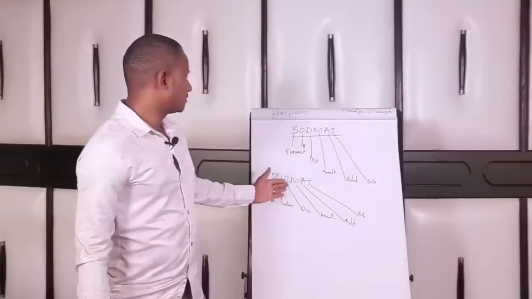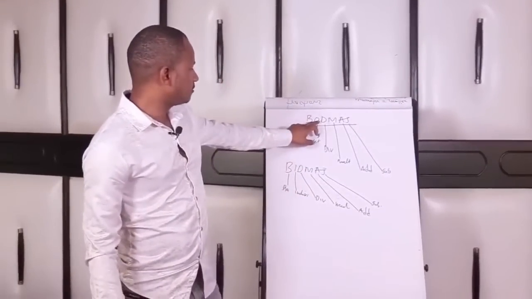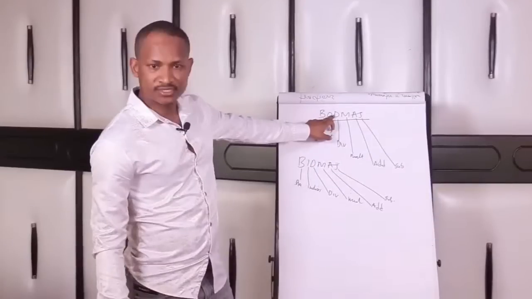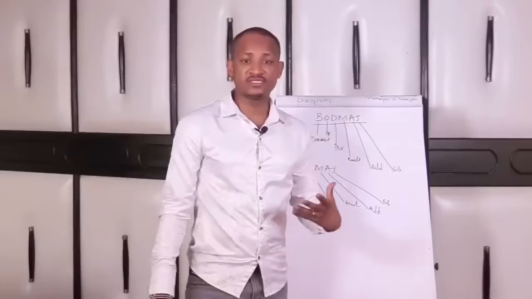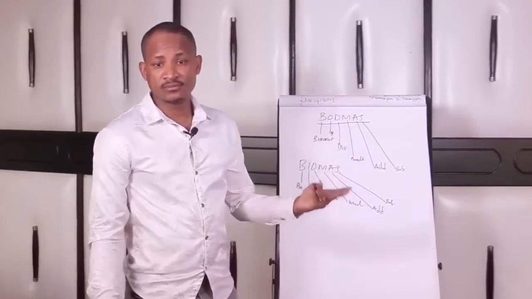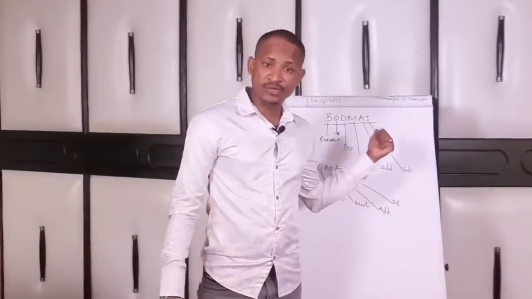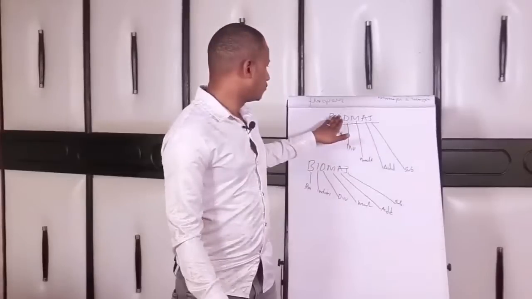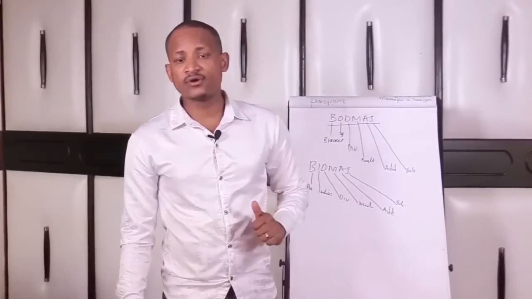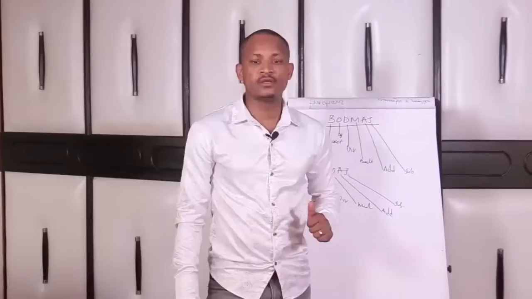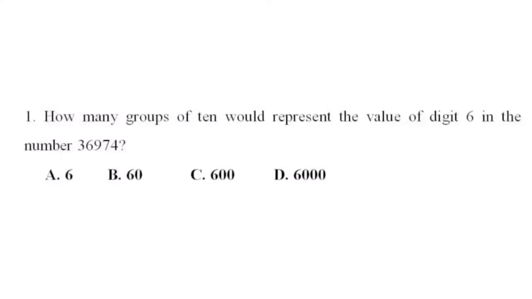But let us not focus on this. This is what you're going to use in your examinations. Whenever you see a sum with different signs, that is addition, subtraction, multiplication, and division, and also brackets, you will use BODMAS. So now, let's focus on examples without wasting any time. So we go to question 1. And also in whole numbers, we'll be dealing with place values.